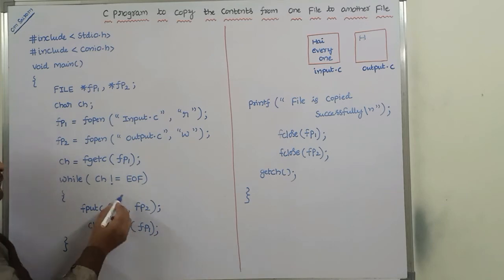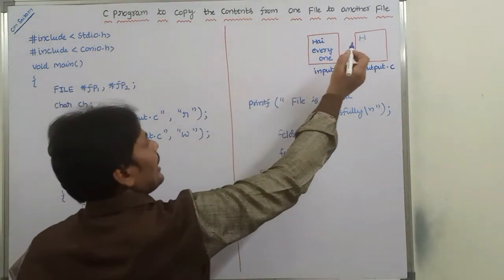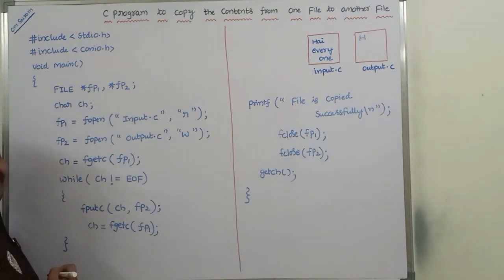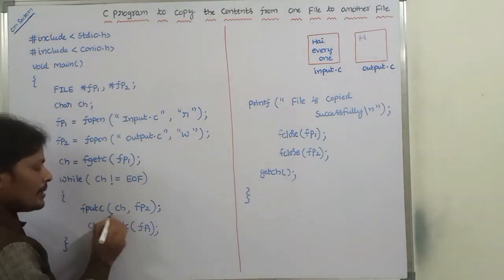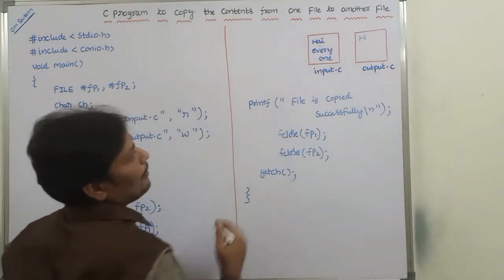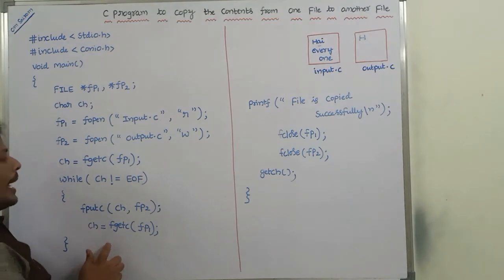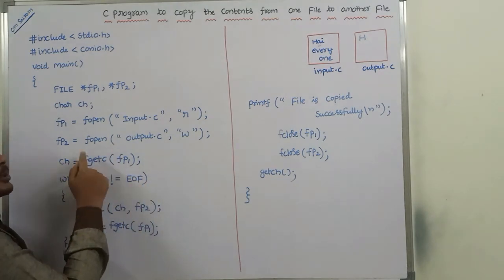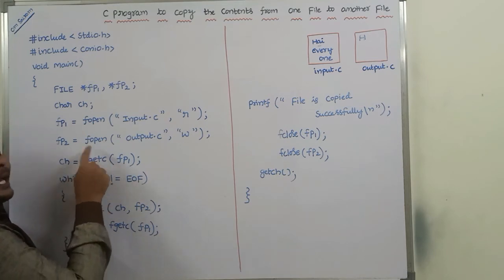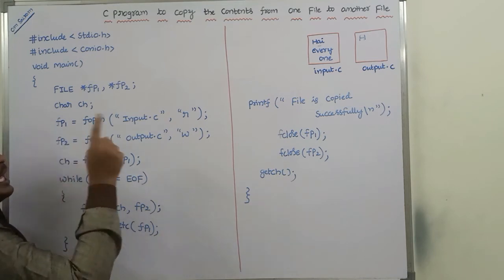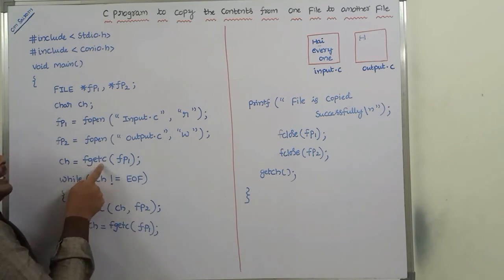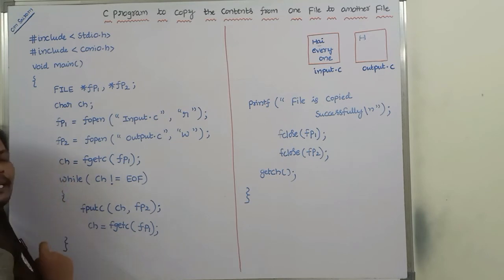After writing the letter H into the output.c file, the file pointer is incremented. This line is used for incrementing the file pointer from H to A. Now again we have to check. Again we read the next character from the input.c file by using the fgetc function. So A is read from the input.c file, and that letter is assigned to the variable ch.